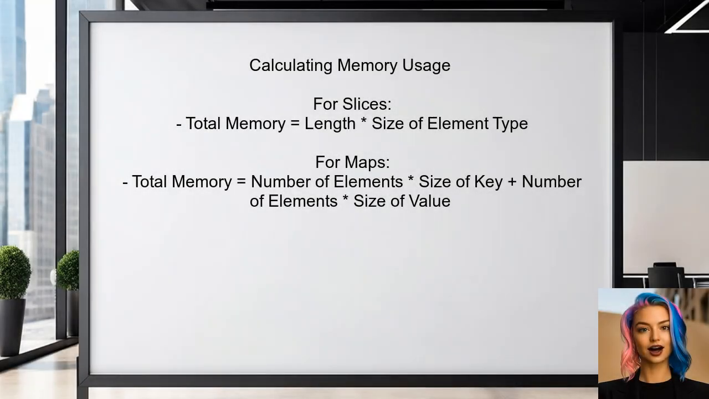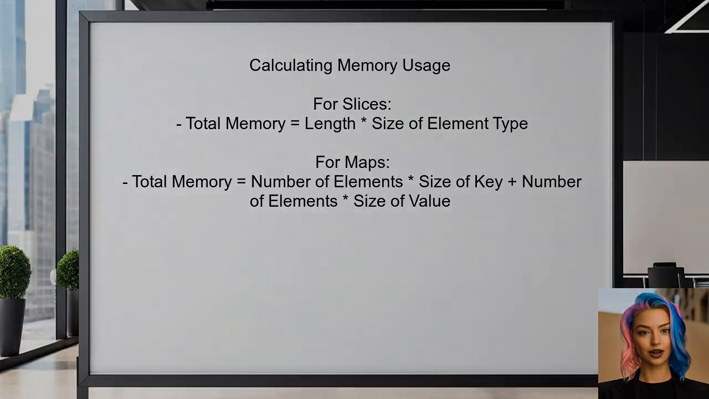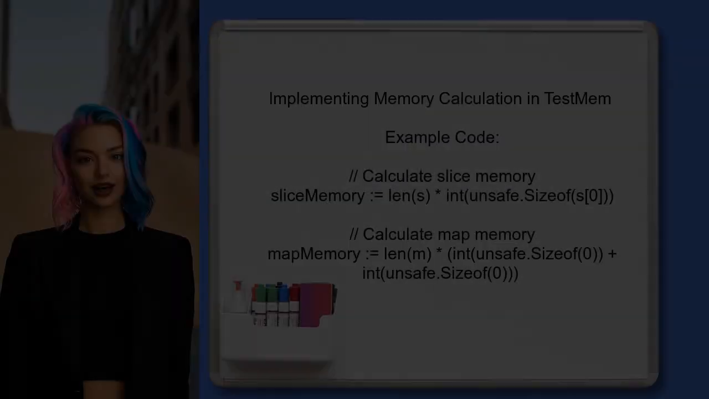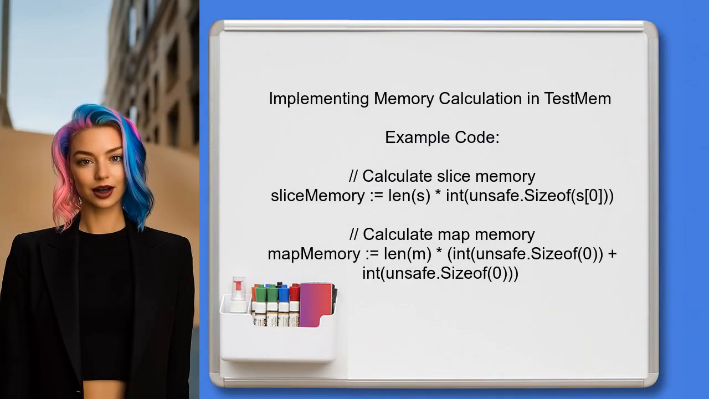Next, the user should calculate the total memory usage by considering the length and capacity of the slice, as well as the number of elements in the map. For slices, the user can multiply the length by the size of the element type. The user can implement this calculation in their testmem function. They should modify the function to include the calculations for both the slice and the map, using the built-in functions to get the size of the element types.